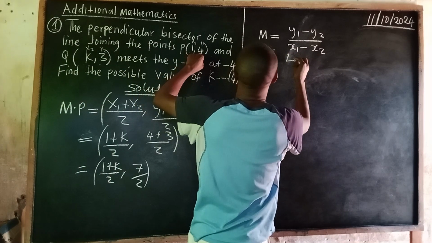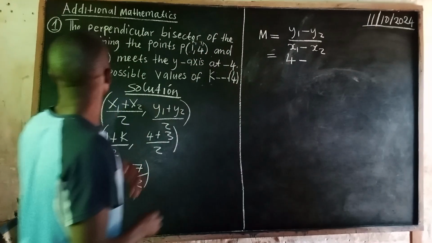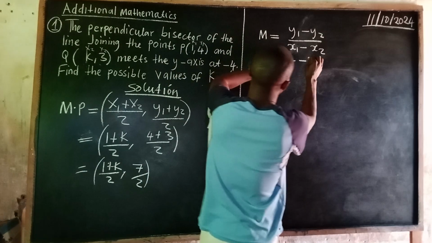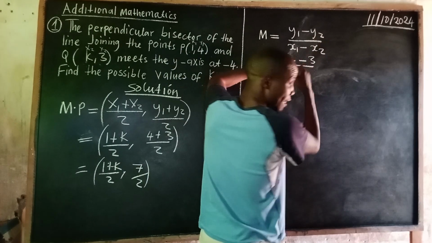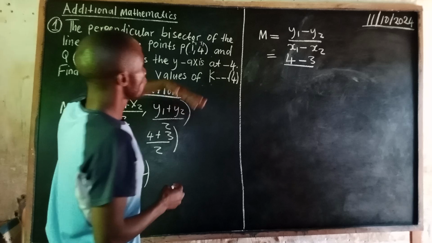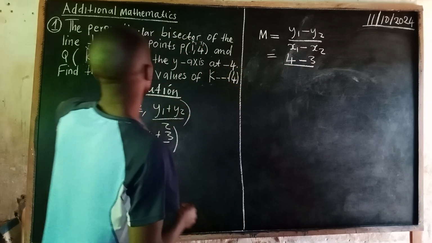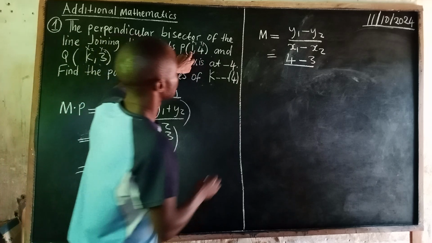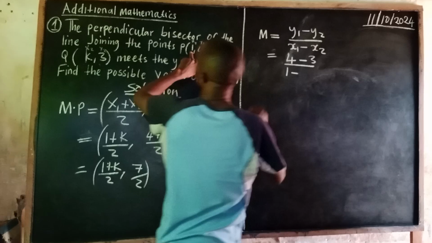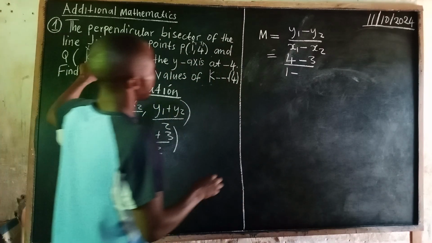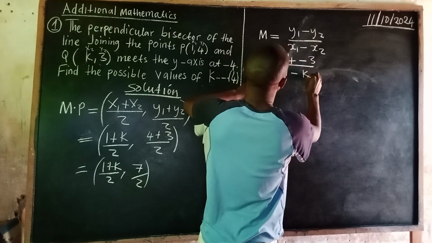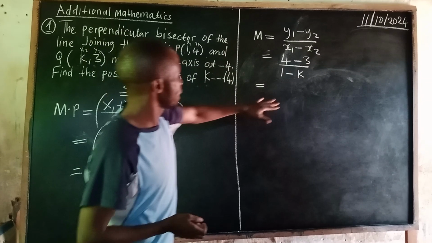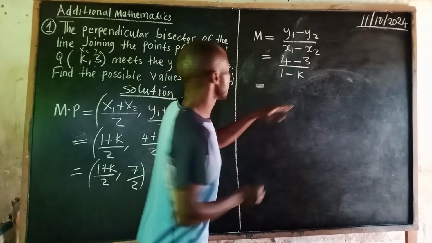So we are going to write 4 minus y2. What is our y2? Y2 is 3. We are going to write 3 where there is y2. We are just substituting here. Then from there, we come to the denominator, x1 minus x2. So x1 is 1, over 1 minus, then x2 is k, minus k. Then we simplify further. So here we are going to say 4 minus 3. The answer is 1.